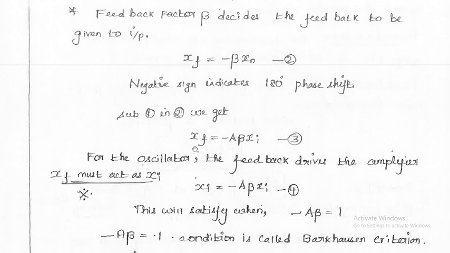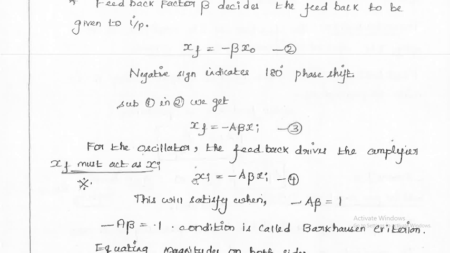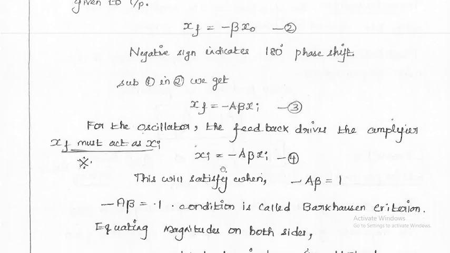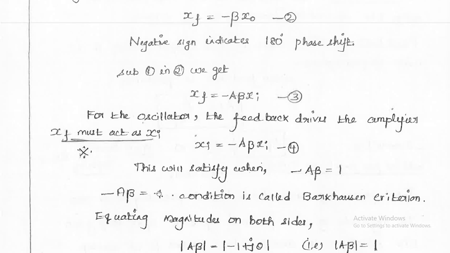So the feedback signal must act as Xi, the input signal. So XF equals Xi. Now I am going to substitute XF equals Xi. So Xi equals minus A beta into Xi. So this Xi and this Xi will be cancelled. So minus A beta equals 1, and this is the first important condition of the Barkhausen criterion.